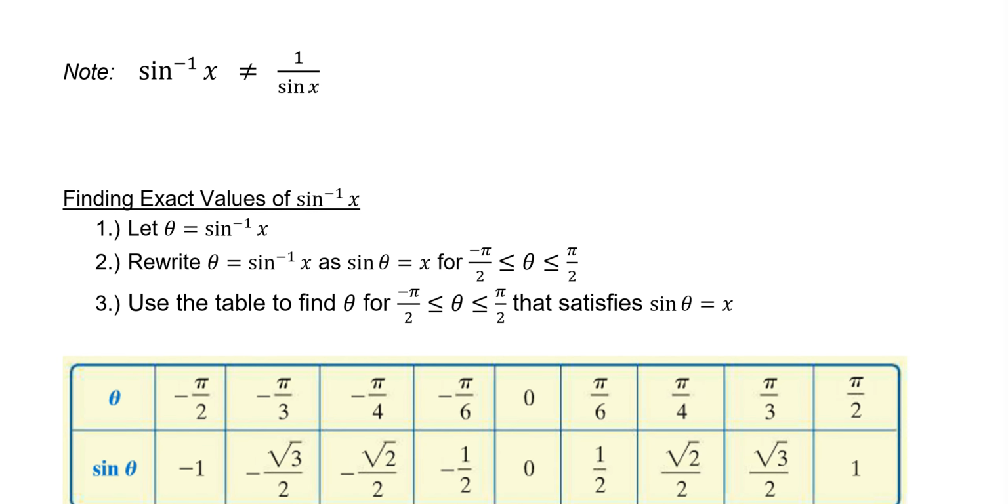One really important distinction here is that the inverse, which is the way I have this written here on the left, sine inverse, is not the same thing as 1 over sine of x. That is the reciprocal, and we know the reciprocal of sine is cosecant. So long story short, the inverse and the reciprocal are not the same thing. Those words are not interchangeable. So just make sure you know the difference.